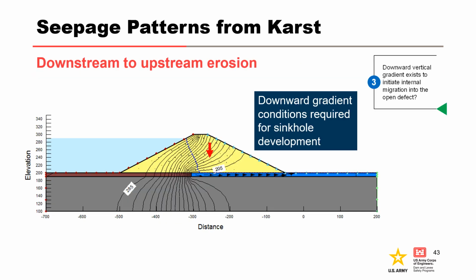For sinkholes to develop, a downward vertical gradient into the rock foundation is needed. Evaluate piezometers and seepage analysis to show patterns of what could happen if rock voids are present beneath the dam. Pore pressures are very low on the downstream side because a solution feature is acting like a drain. So lowering of piezometers can be an indication of karst drainage.